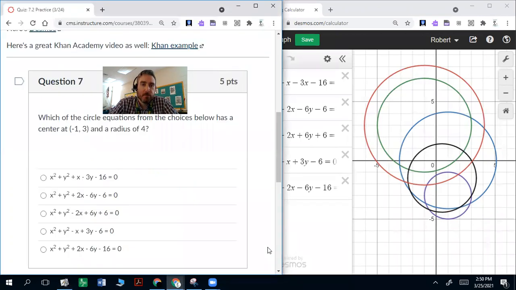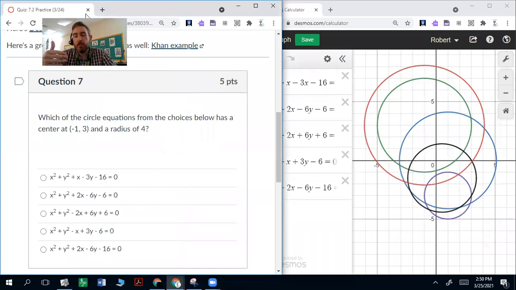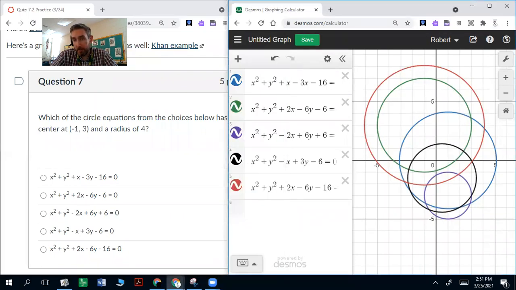Number 7. Ooh, that's a lot of work. We got 5 different equations. We want to know which one gives you the center -1, 3, and the radius of 4. I'm not about to go complete the square for 5 different equations. So we're going to do a messed up Olympics over here and graph all these. Looks like the Olympics is protesting, right?